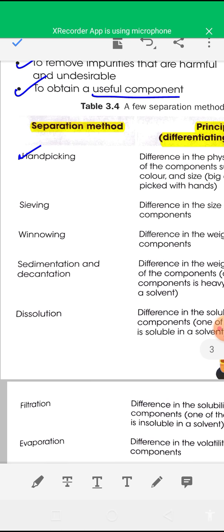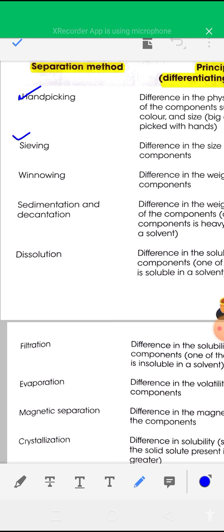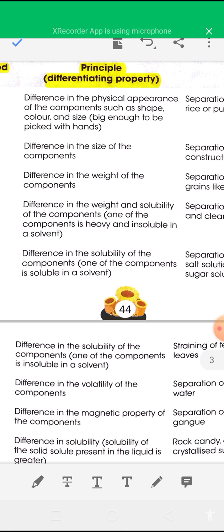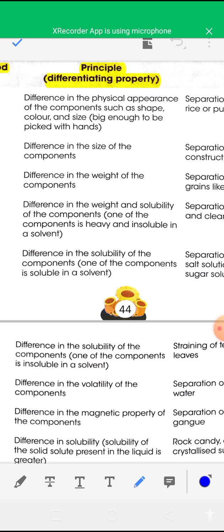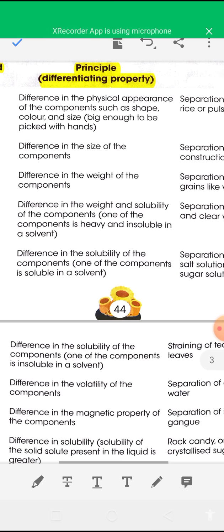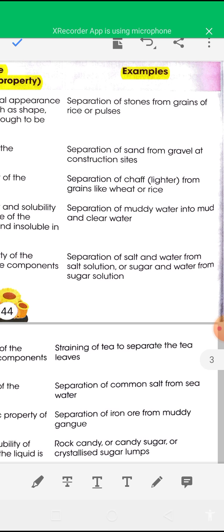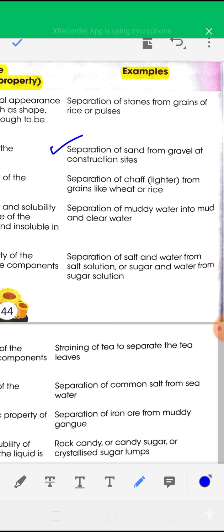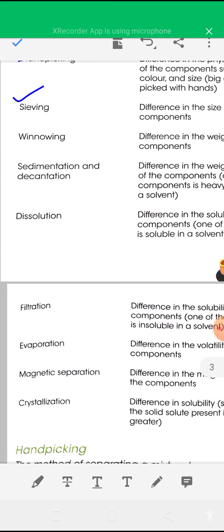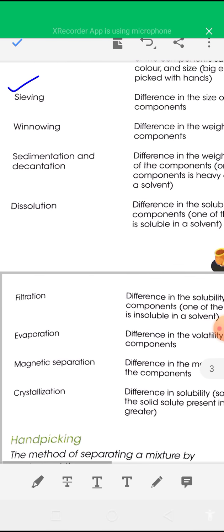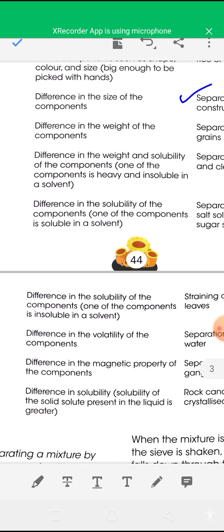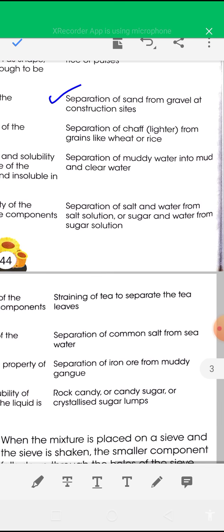Second method of separation is sieving. The principle of sieving is difference in size of the components of a mixture. An example of sieving: separation of sand from gravel at a construction site. Next method is winnowing. The principle of winnowing is difference in weight of the components. An example is separation of chaff or lighter particles from grains like wheat or rice.